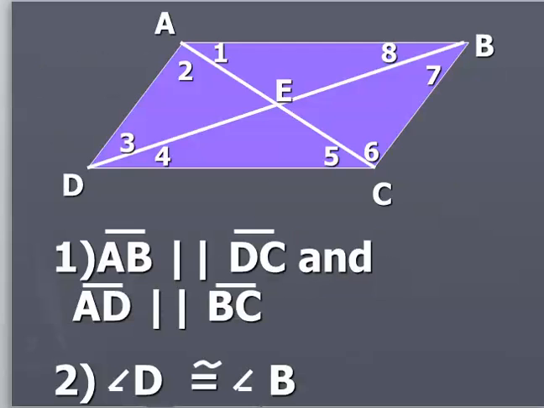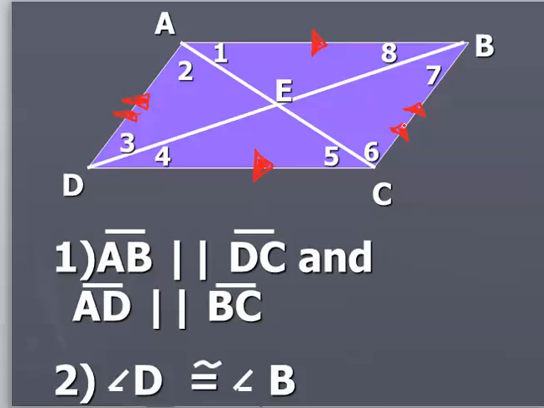So the first example, number 1, says segment AB is parallel to segment DC. So AB and DC are parallel. I'm going to draw the arrows on. Remember, that does not mean the sides are congruent. It means that they're parallel. And AD and BC are parallel. So since I already used single arrows, I'm going to use double arrows.